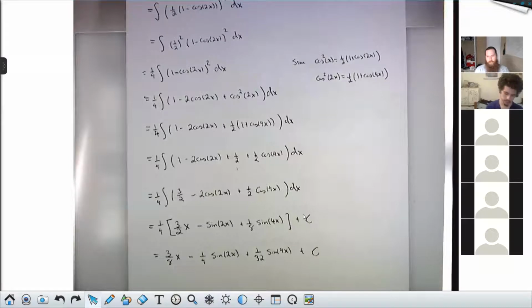So like I said, the case where the powers are all even, these tend to be the less fun problems. They're a little bit grindy. You just use the same identities over and over and over again, combining like terms at each step until you are to a place where you can see what your antiderivative is. In this problem, that's this line.